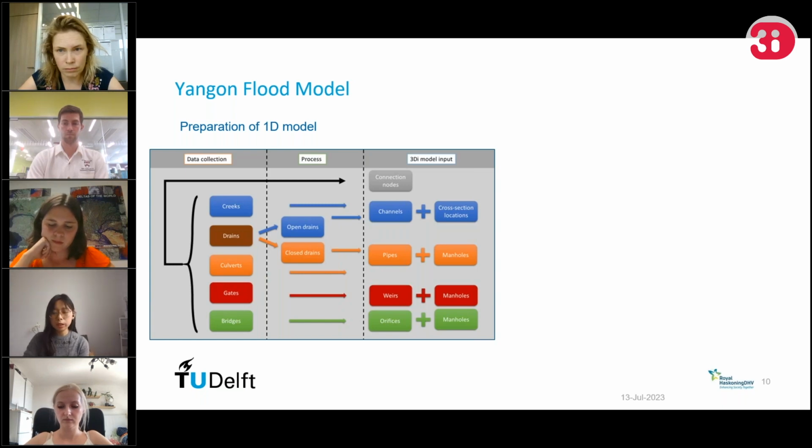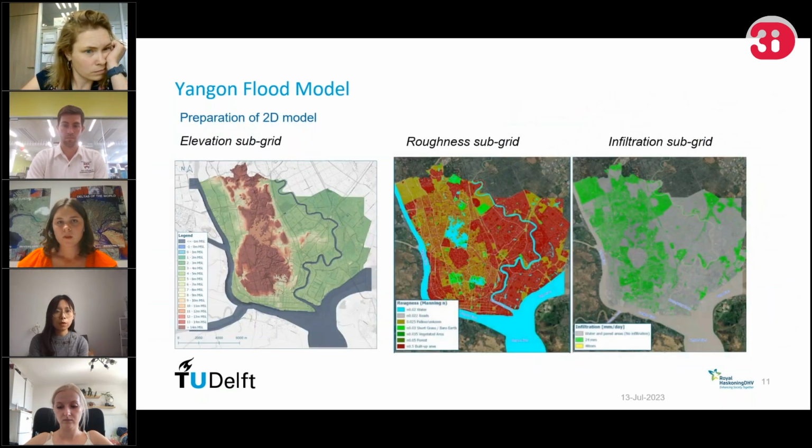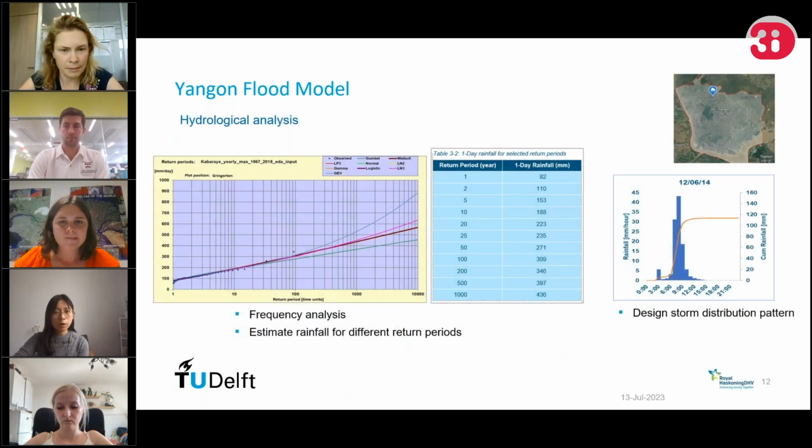So for the 1D domain, we have pre-drain, culverts, gates and the bridges. These are processed into 3Di input, and we prepare the 2D domain, mainly elevation, roughness, and infiltration subgrid. For the rainfall, we perform frequency analysis to estimate the rainfall for different return periods from this station, and this is the design storm distribution pattern for the hourly rainfall distribution.